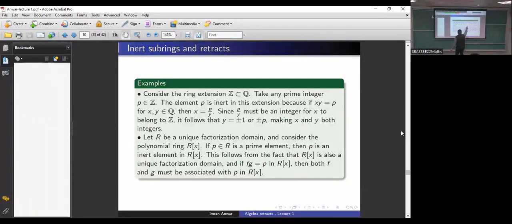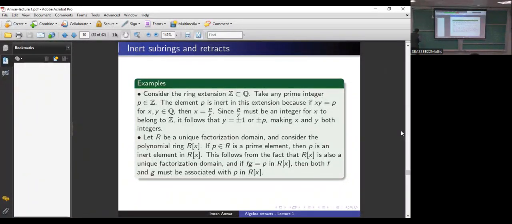Still, this particular condition is valid, and let me address it properly. So y is either plus or minus p, making x and y both integers. The choice of y is fixed here. We have four possibilities for y, because p over y must be an integer here. In the case of 1/p, it will not be an integer.